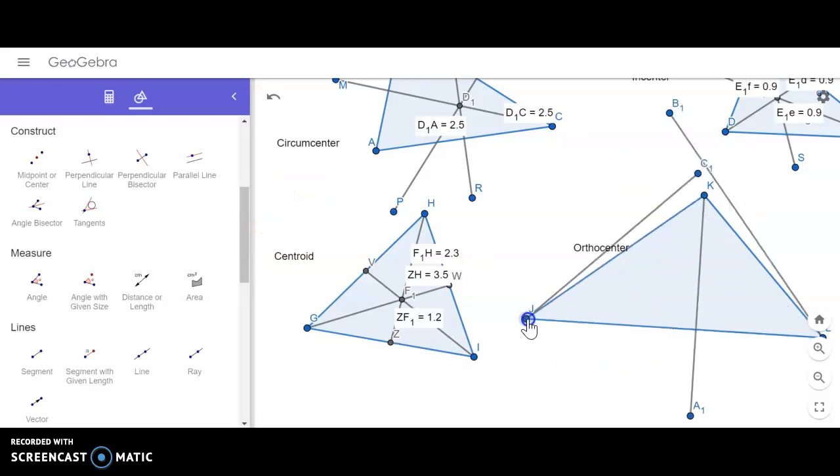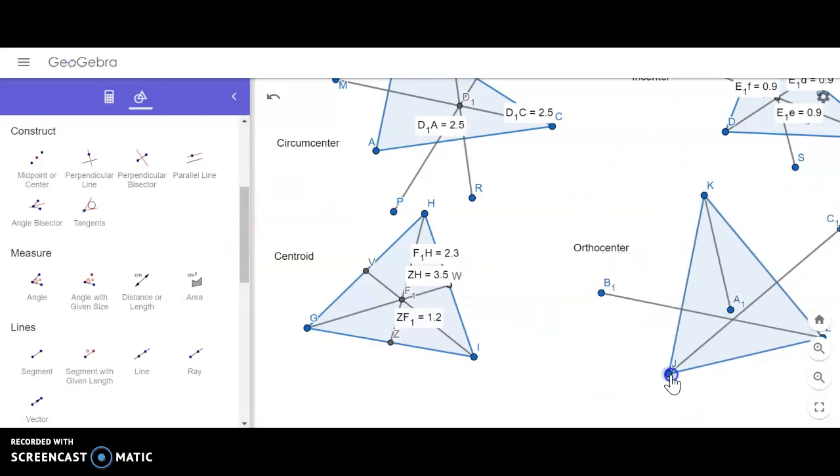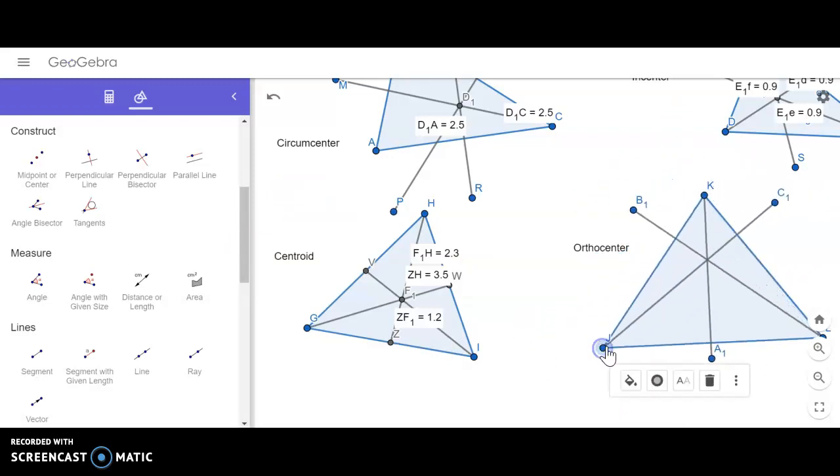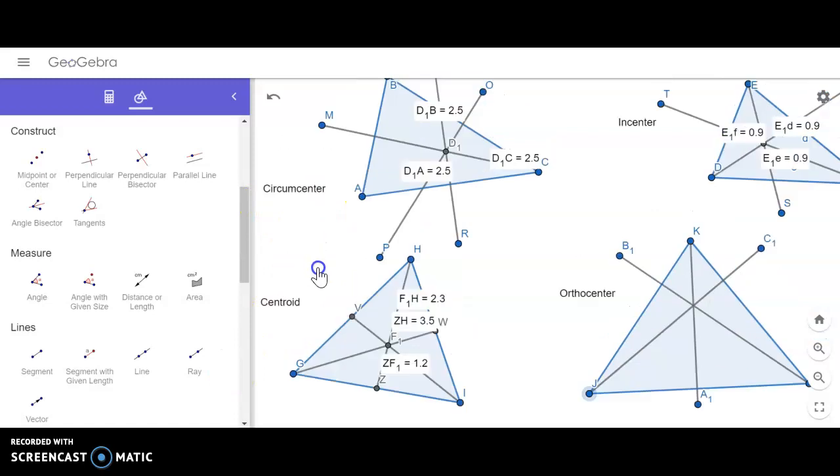The orthocenter is just cool because it's a point of concurrency. There's nothing truly special besides like what I said before. It's a point on the Euler line, which I'm not that worried about, and I don't think you guys should be either. So we will look at that, but these are the four centers.